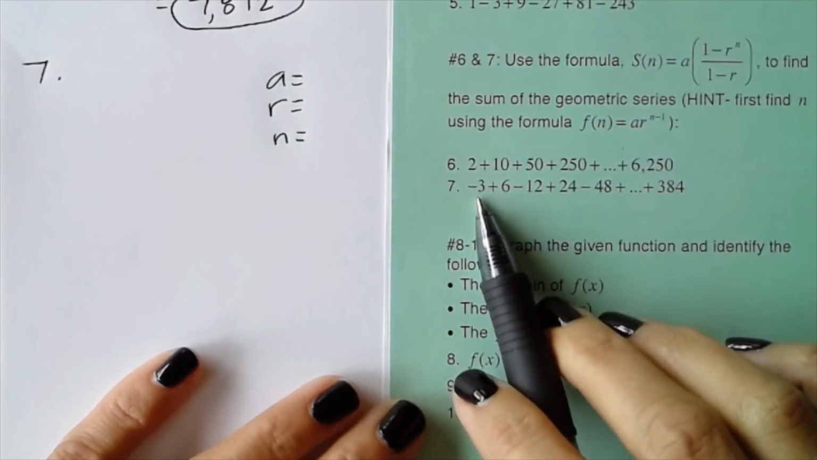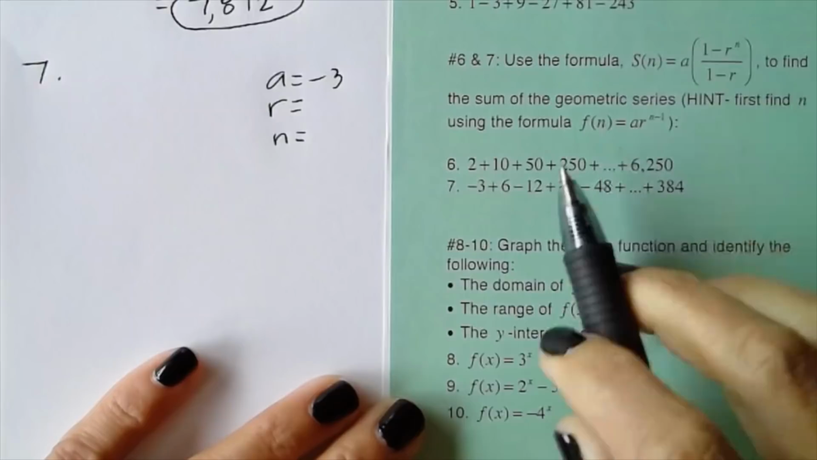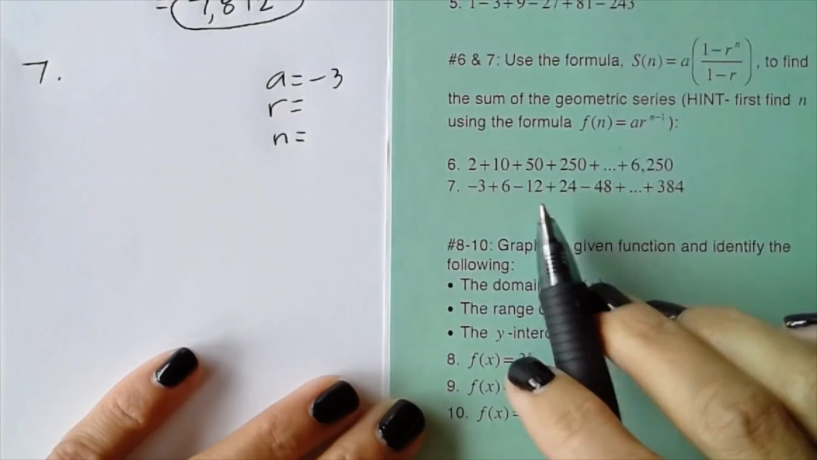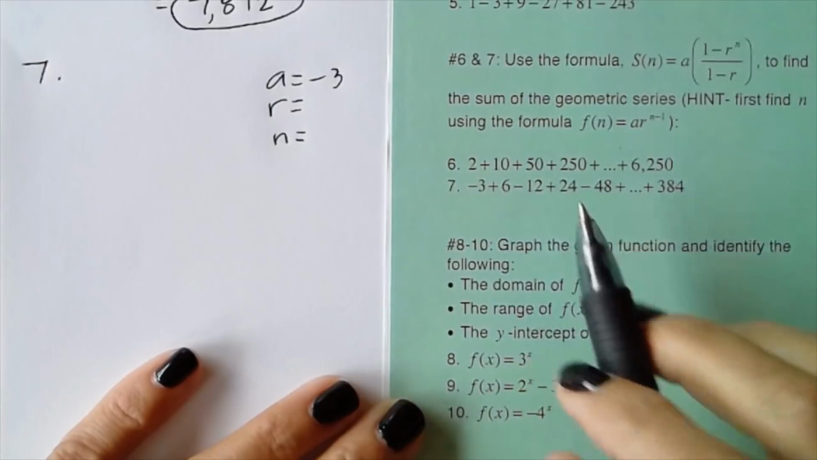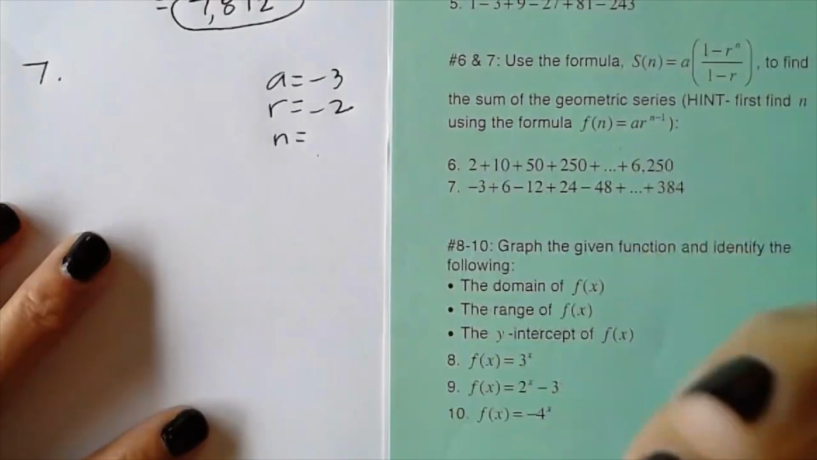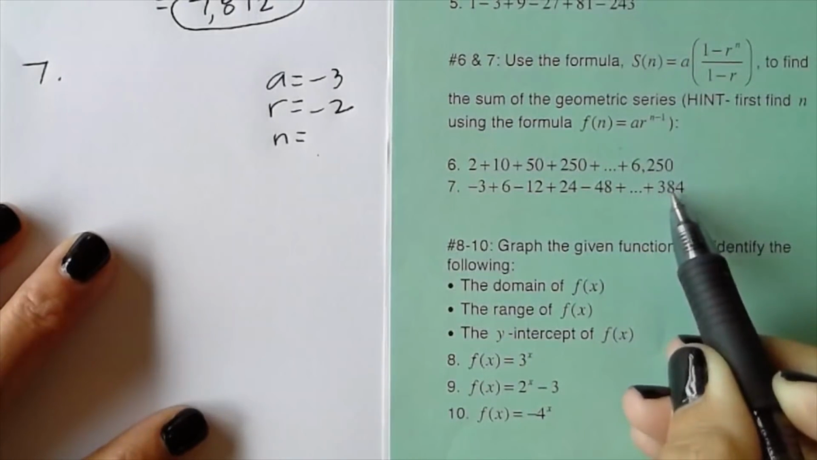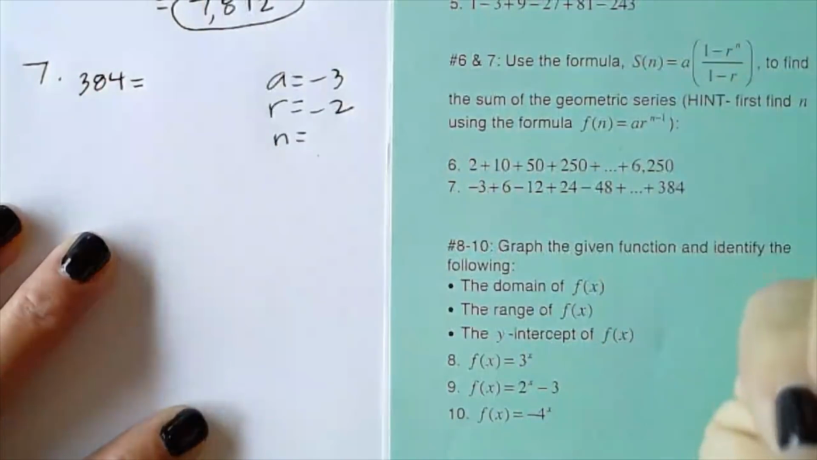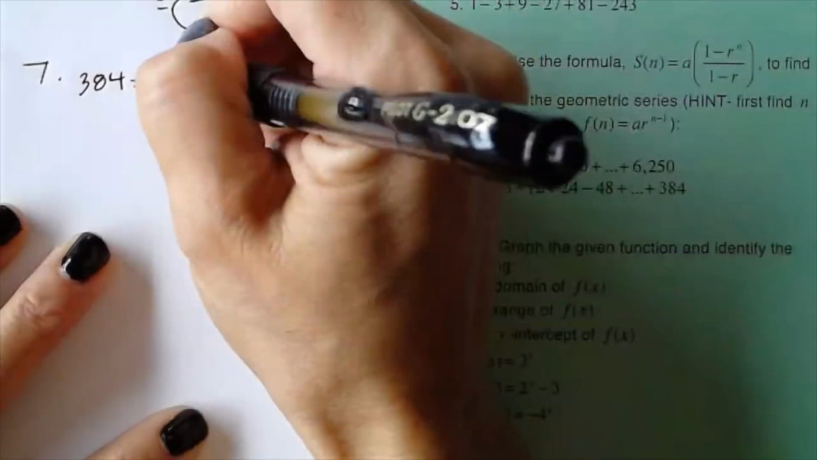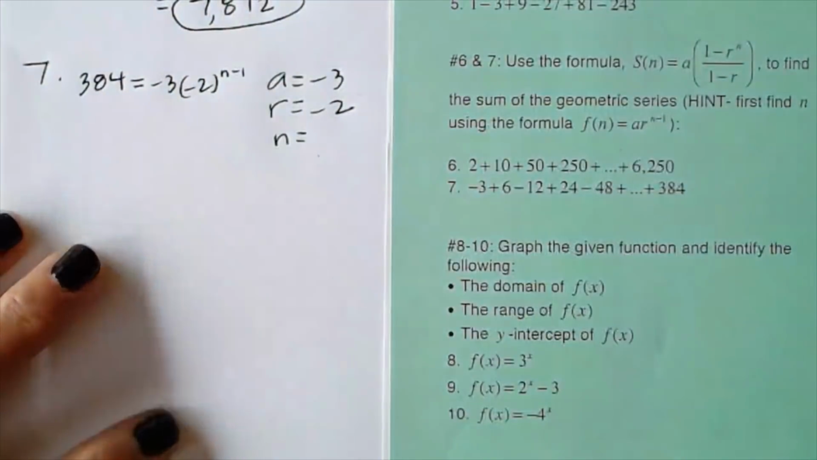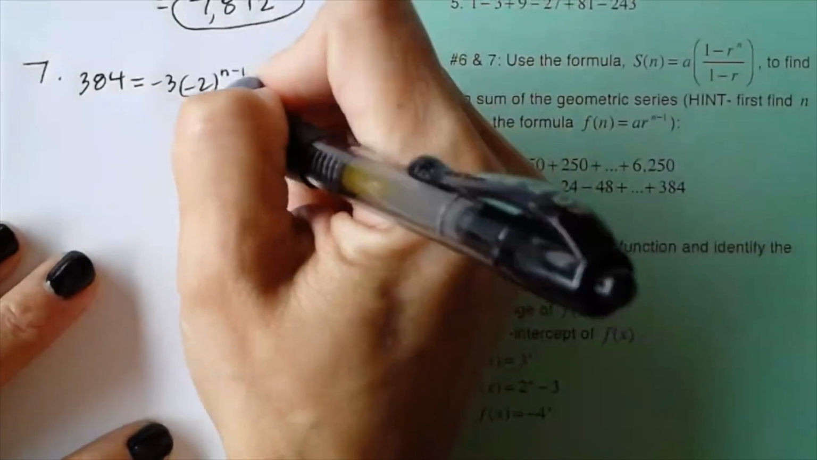For number 7, the first term is negative 3. To get from negative 3 to 6, 6 to negative 12 to 24, we're timesing by negative 2 each time. And now we're going to solve for n. So we take the last term, 384, and we set equal to ar to the n minus 1. So first step, divide both sides by -3.